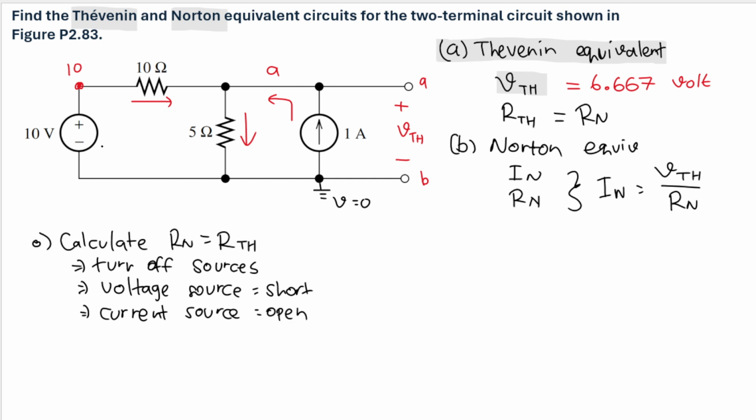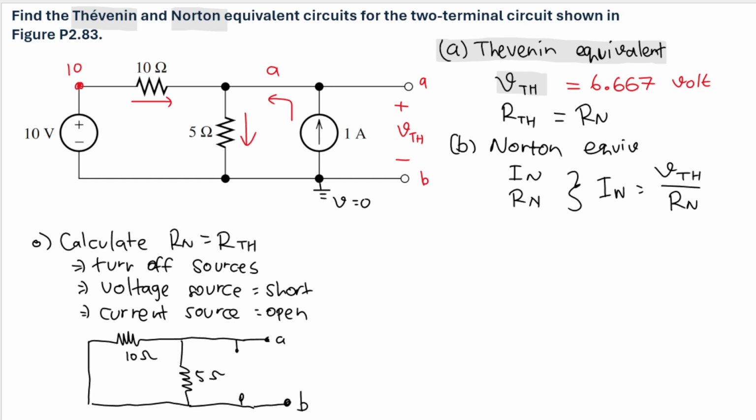Good. Now we will have this 10-volt voltage source replaced by short circuit, and then we still have that 10 ohm resistor like this. This one will be 10 ohm, and then we also have this 5 ohm resistor, so we'll have 5 ohm. And then what else here? We have a 1 ampere current source. We replace it with open circuit, so we will have it like nothing here, like this. And then that is terminal A, and that is terminal B.